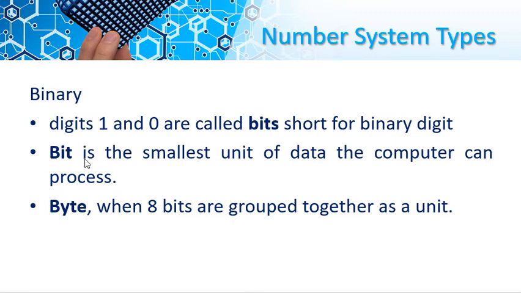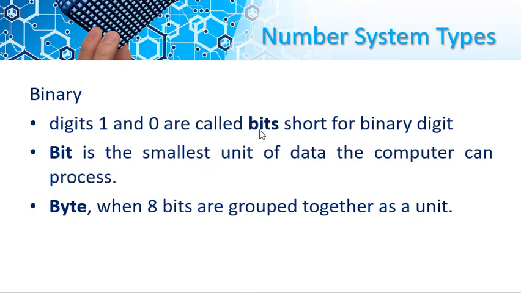So this is the smallest. If you are familiar with the terms like 1 gig, 1 GB, the MB, KB, then terabyte, these are the types of data sizes. So the bit is the smallest, the least amount that can be stored or processed by the computer.